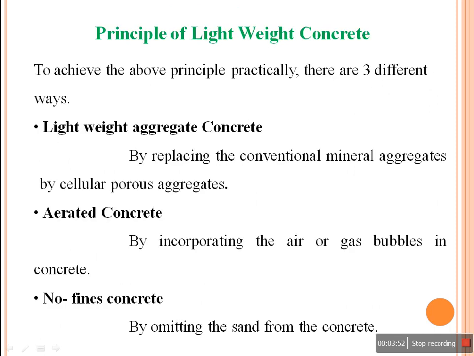So let us see the three different kinds of lightweight concretes. First one is lightweight aggregate concrete. You are replacing the conventional mineral aggregates by lightweight porous cellular aggregates. That is how a lightweight aggregate concrete is manufactured. Aerated concrete: you are introducing air or gas bubbles in the concrete. Next one is no fines concrete. You are omitting the sand fraction in the concrete, and if you are manufacturing the concrete without the sand, you call it no fines concrete.